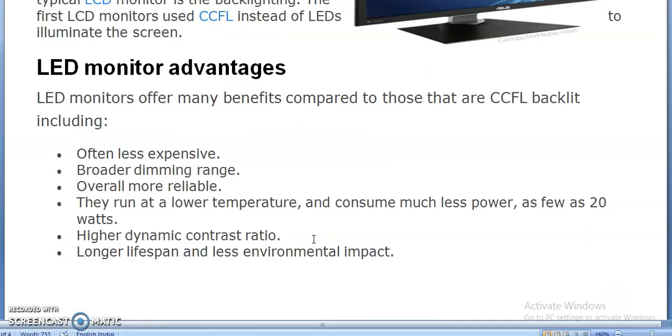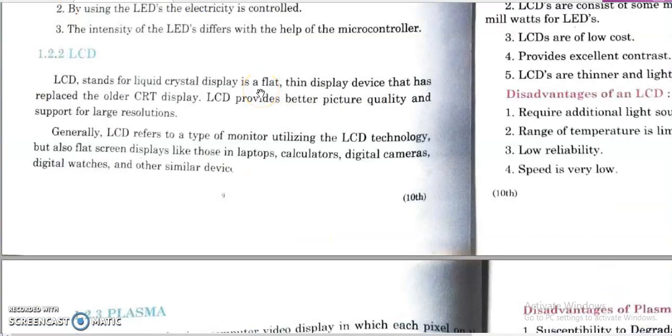So the next type of monitor is LCD. LCD stands for liquid crystal display and is a flat thin display device that has replaced the older CRT displays. CRTs were cathode ray tube monitors, which are bigger in size and very bulky, and LCD provides better picture quality and support for large resolutions.